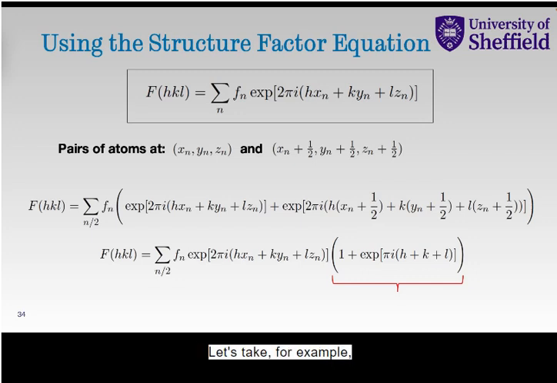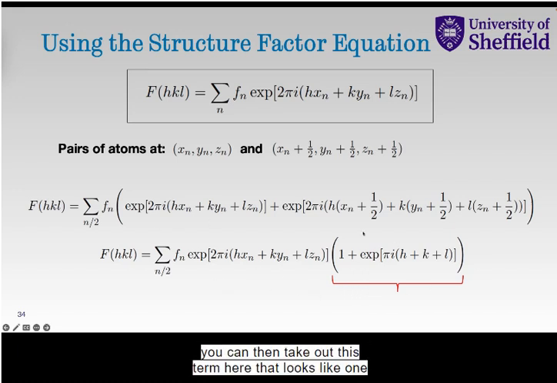So let's take, for example, something that is body-centered cubic. Or just body-centered, in fact. If something is body-centered, it means that we have pairs of atoms, one at x, y, z, and one at x plus half, y plus half, z plus half, as shown here. If you put this into the structure factor equation and sum over pairs of atoms rather than all of the atoms, then mathematically you can take out this term here that looks like 1 plus exponential pi i (h plus k plus l).